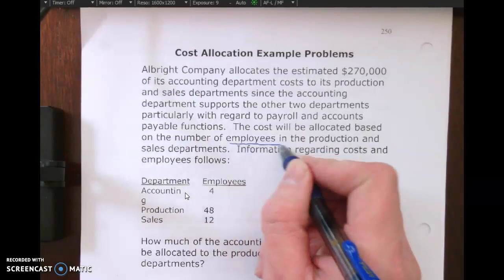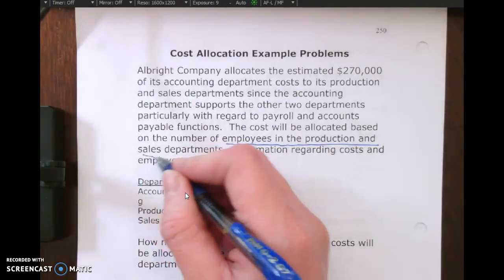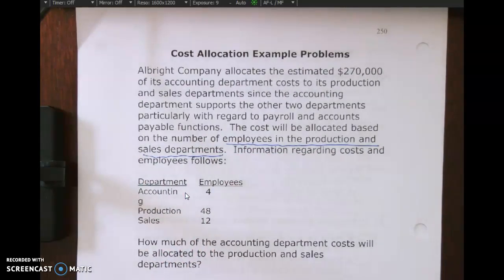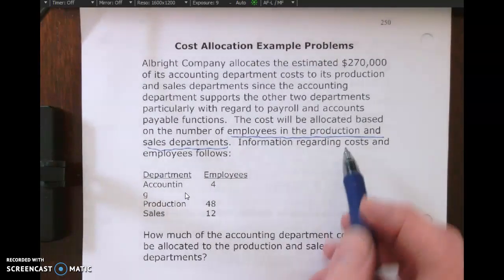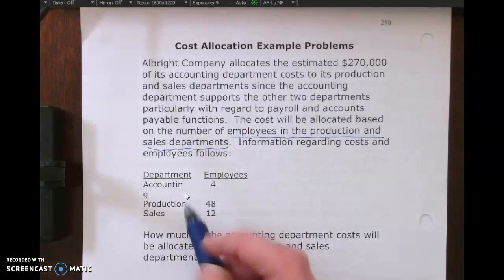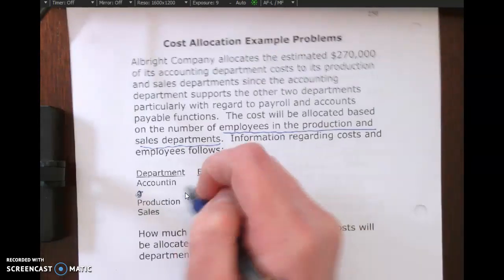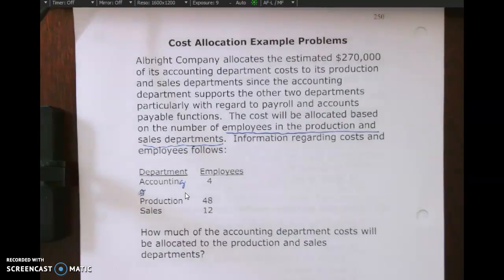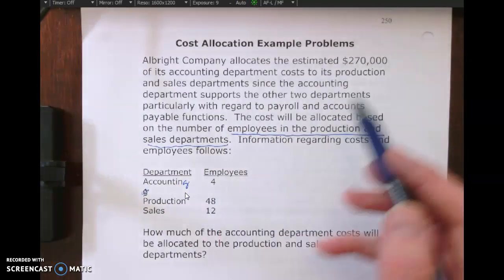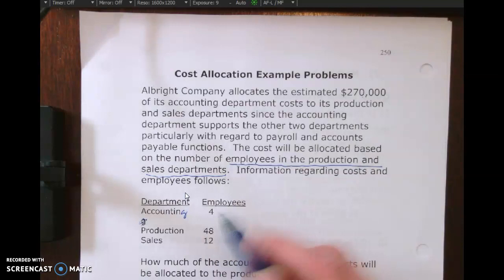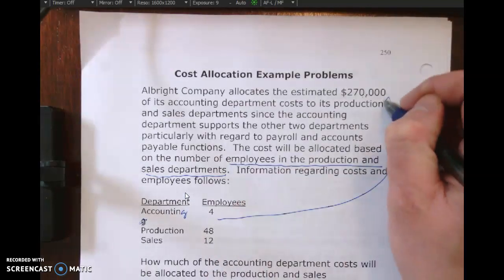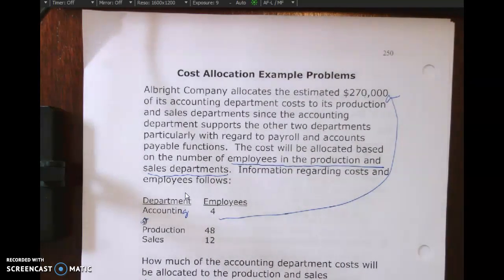Now that's really important to keep in mind, because this is the allocation base. Okay. Information regarding costs and employees is as follows. So we have a little formatting here. Accounting has 4 employees. Now this $270,000 right up here, this is for those 4 employees, okay?